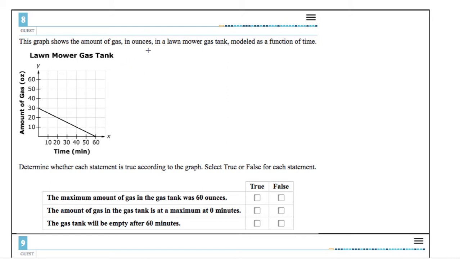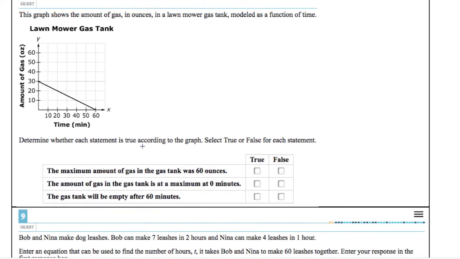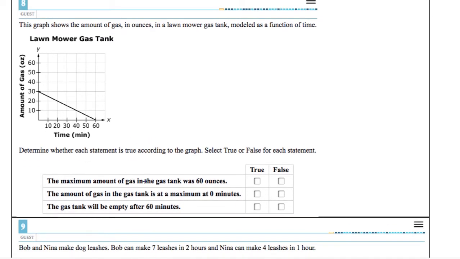So this models how much gas is in the gas tank. If you think about the real world, you'll probably start with almost a full tank of gas, and eventually the gas will get lower and lower, and that's kind of what happens. So this point right here represents when I have a full tank of gas, and this is when I run out of gas. Okay, so we need to determine which one of these is true. The maximum amount of gas in the tank was 60 ounces. Well, I see 60 right here, so maybe this is true, but that's in time. That's 60 minutes. So this is asking for 60 ounces.